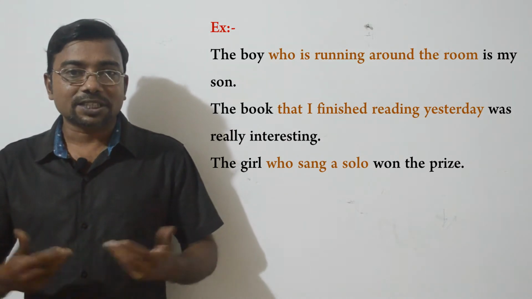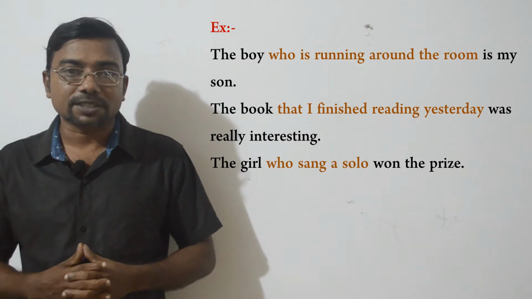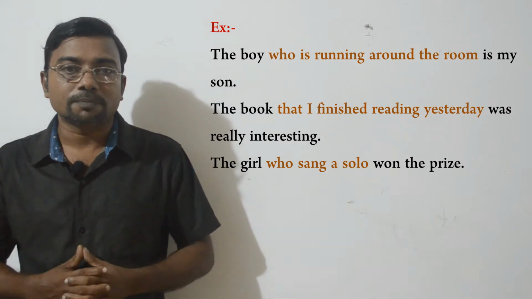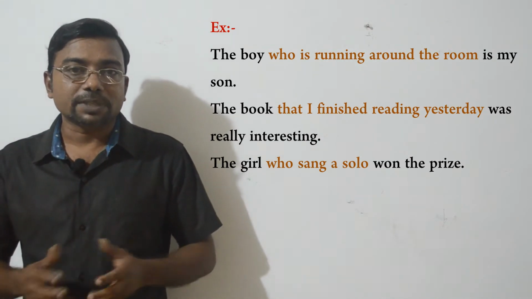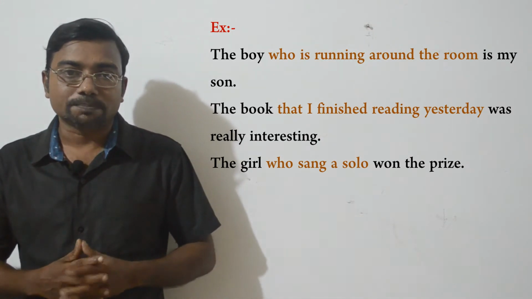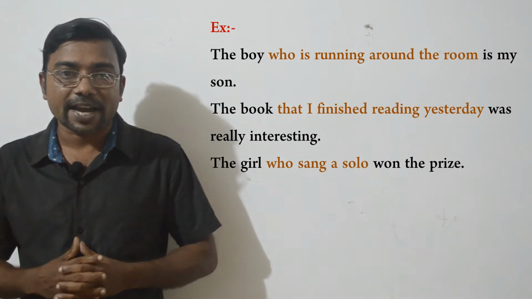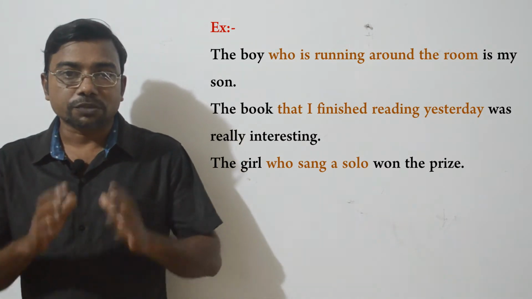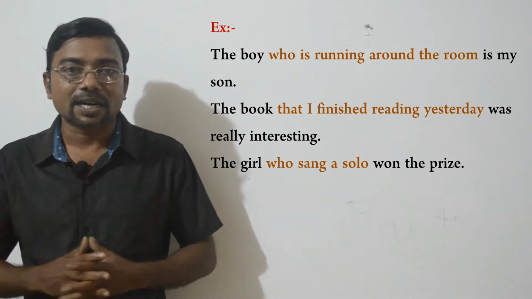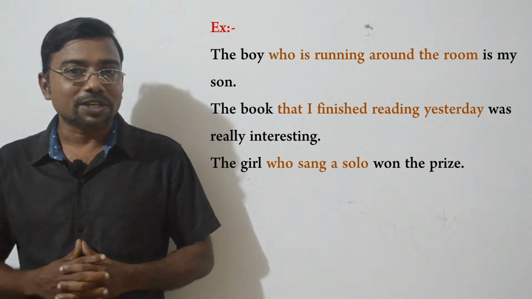Okay, let's consider the last example. The girl who sang a solo won the prize. Here, who sang a solo is the adjective clause because it also begins with the relative pronoun who, and it includes a subject-verb combination. Here the subject is who, the verb is sang. It's a dependent clause but functions as an adjective because we use it to modify or describe the noun girl. It stands directly after the noun girl.